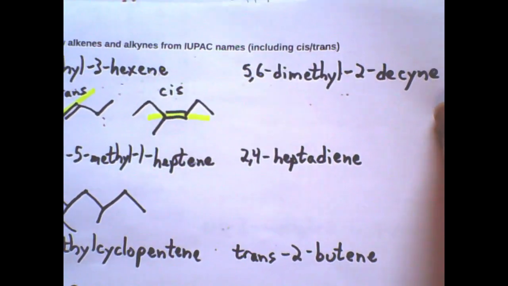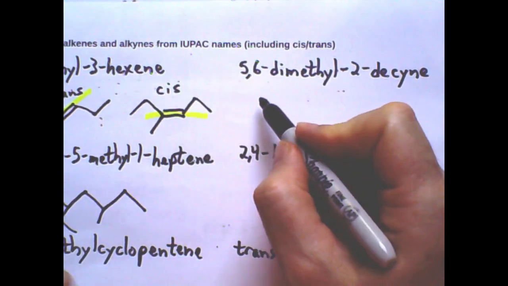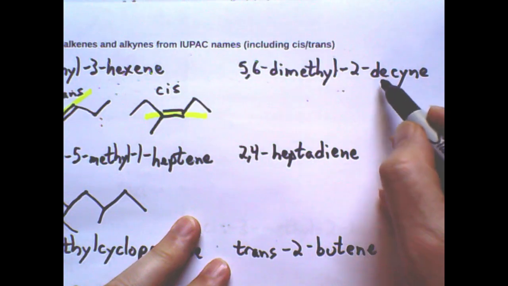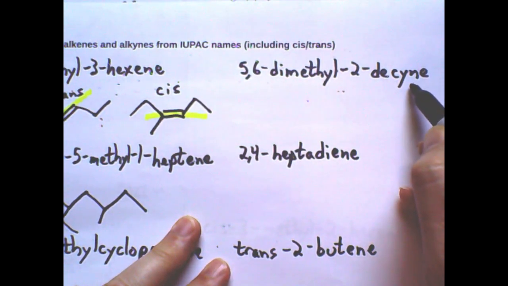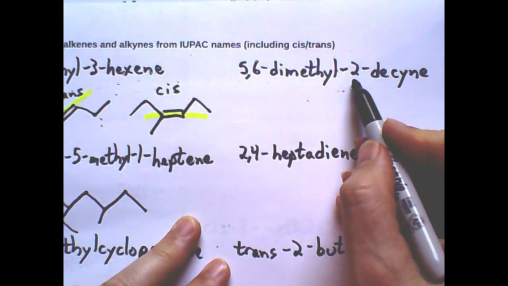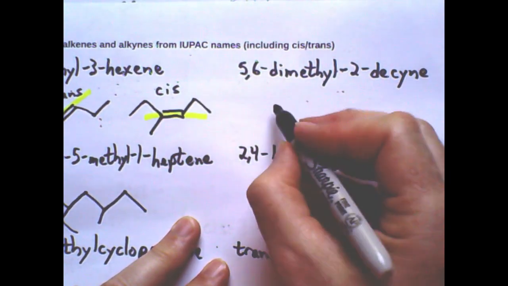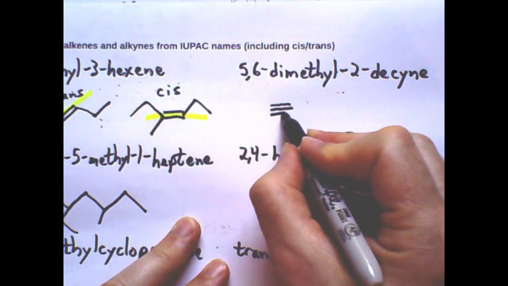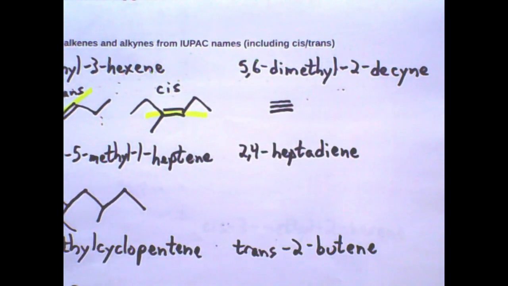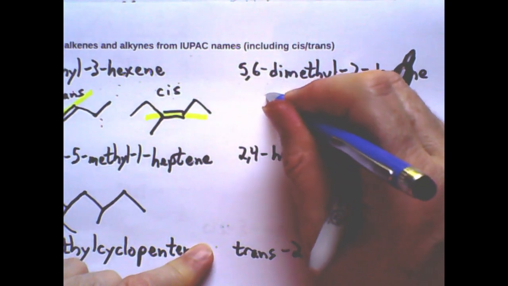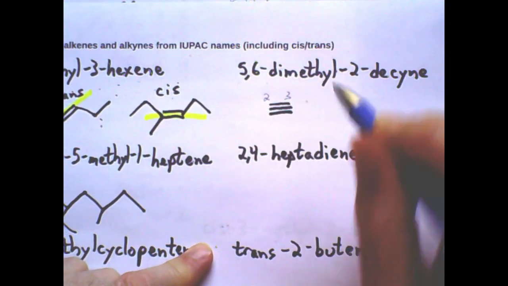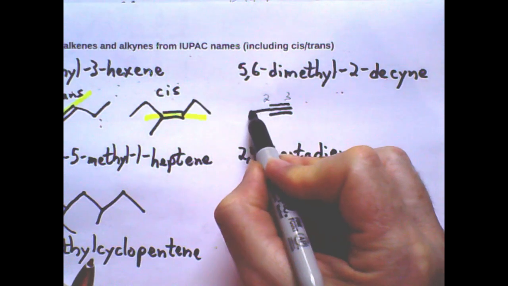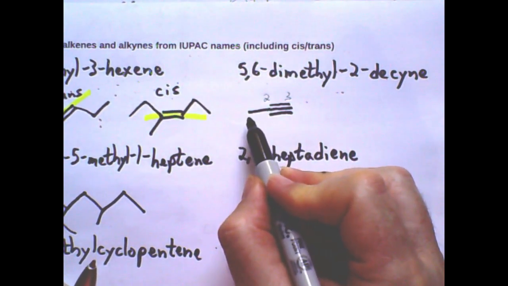Moving on to our 4th molecule. 5,6-dimethyl 2-decyne. Dec tells me I've got 10. Ine tells me I have a triple bond. And the 2 tells me where that triple bond is. So I'm actually going to draw the triple bond first. It starts at 2 and goes to 3. So it starts at carbon 2, goes to carbon 3. So that means there's got to be a carbon 1 off of it. There's my 1.